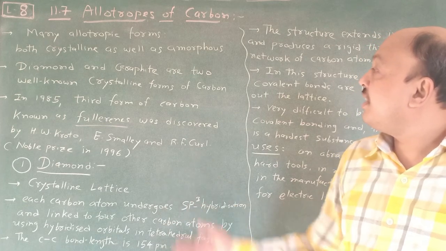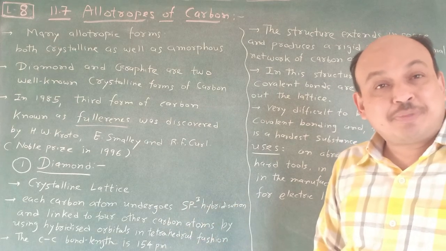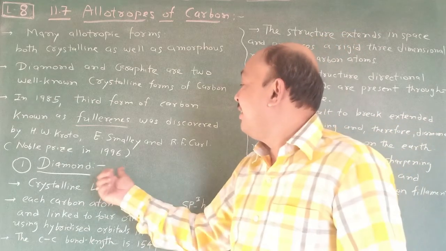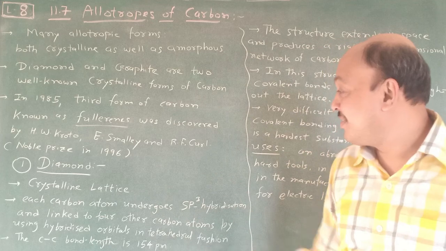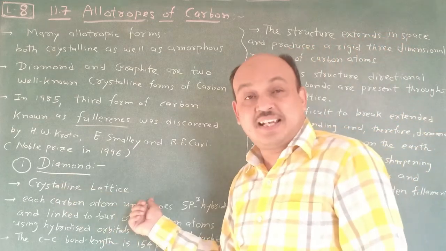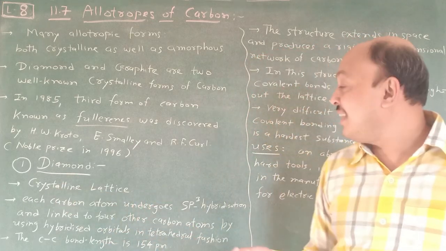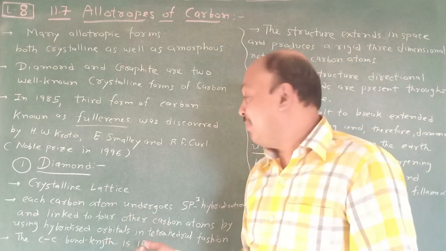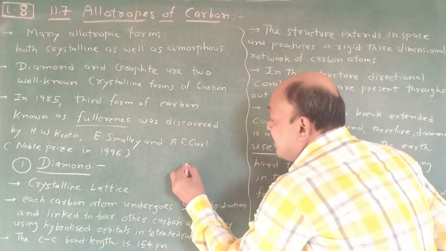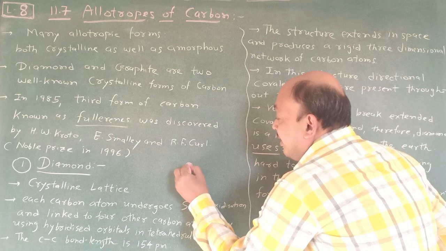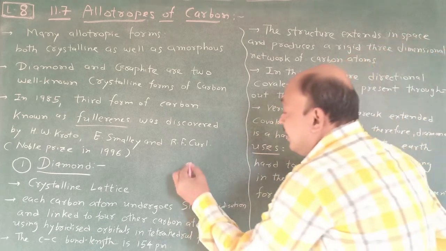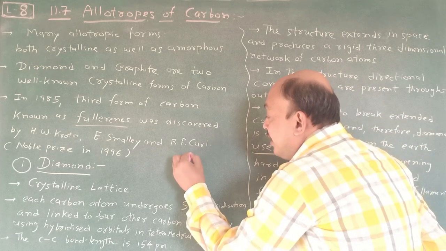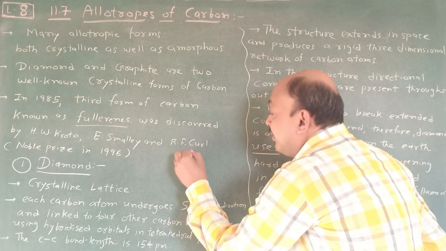Now we introduce diamond. You know this one: diamond is forever. It is a very good sentence, and you know that it is the hardest substance. Diamond is a crystalline lattice. Each carbon atom, suppose we consider this carbon atom, has sp3 hybridization. That means this carbon atom is attached to four other carbon atoms.